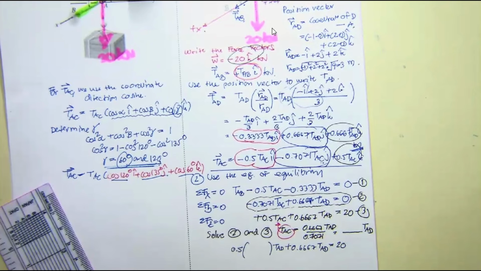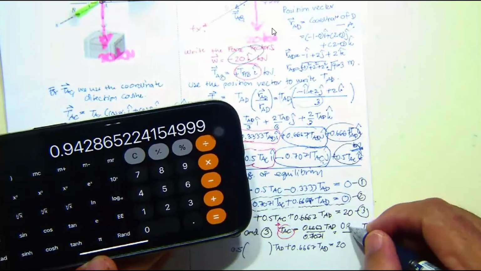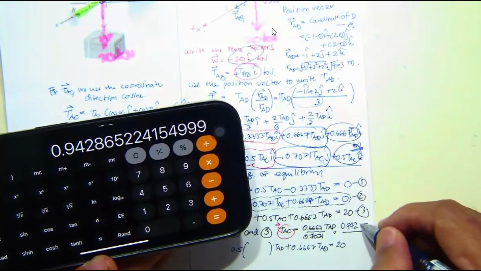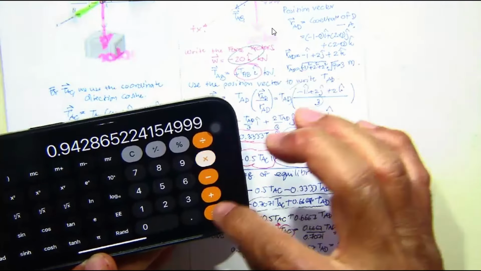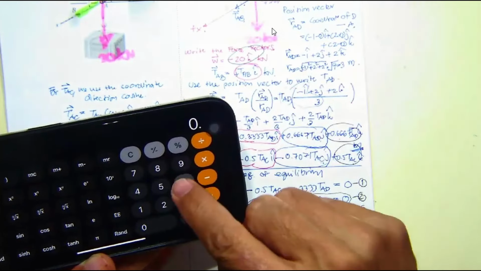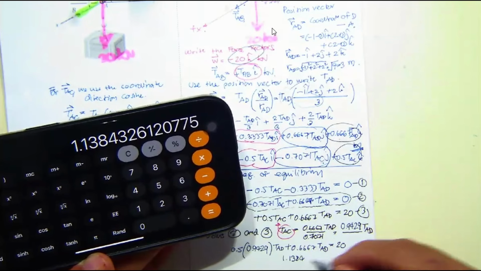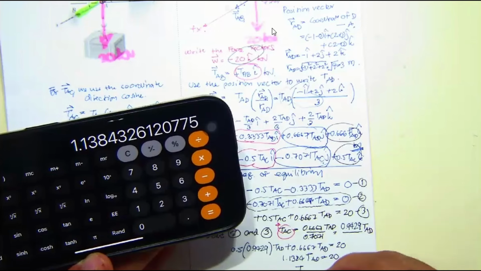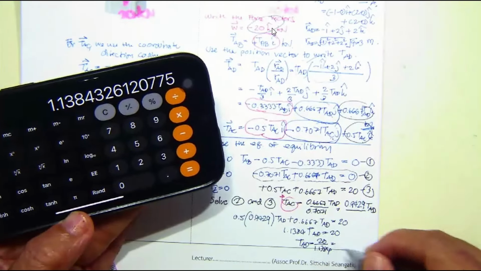What we have over here is going to be 0.6667 divided by 0.7071. You have this one, this is going to be 0.9429. Then times 0.5 plus this one, 0.667, this is going to be 1.1384. T sub AD equal to 20, so T sub AD is going to be 20 divided by 1.1384.